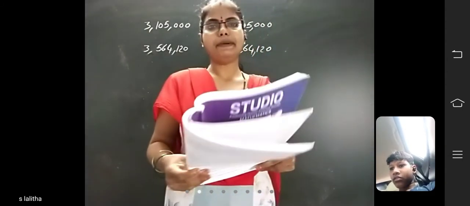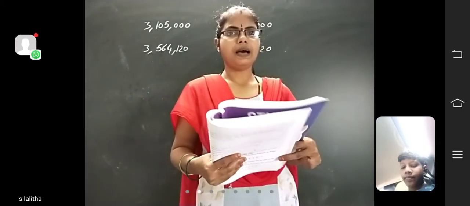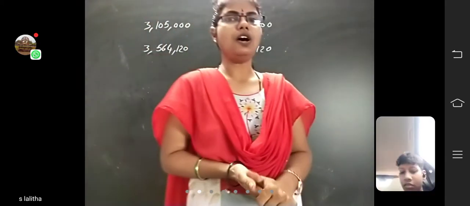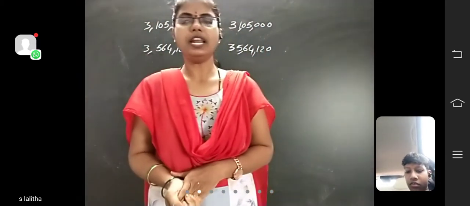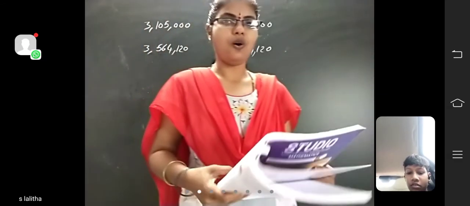How did you compare the prices, students? By comparing the digits of place values, we should compare. So on page number 50, you should write your own answers. That is the homework for you.